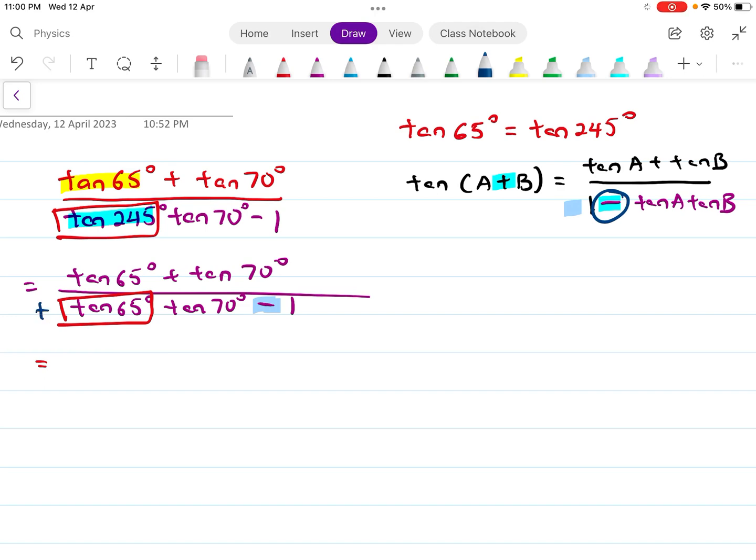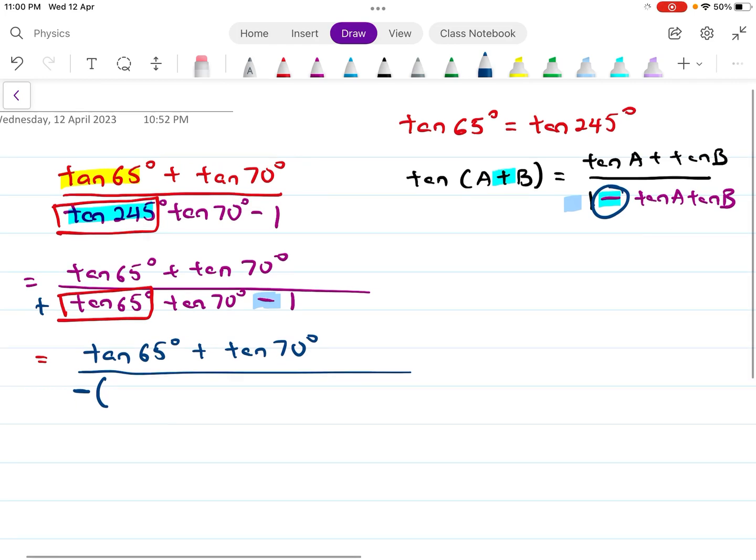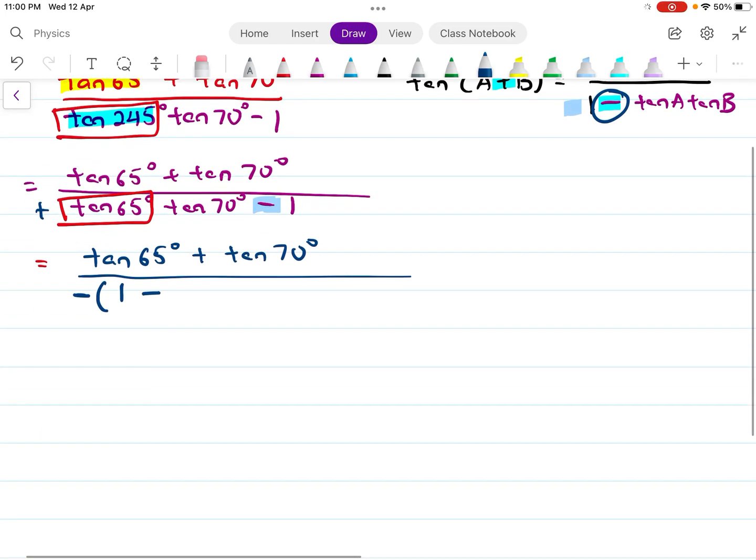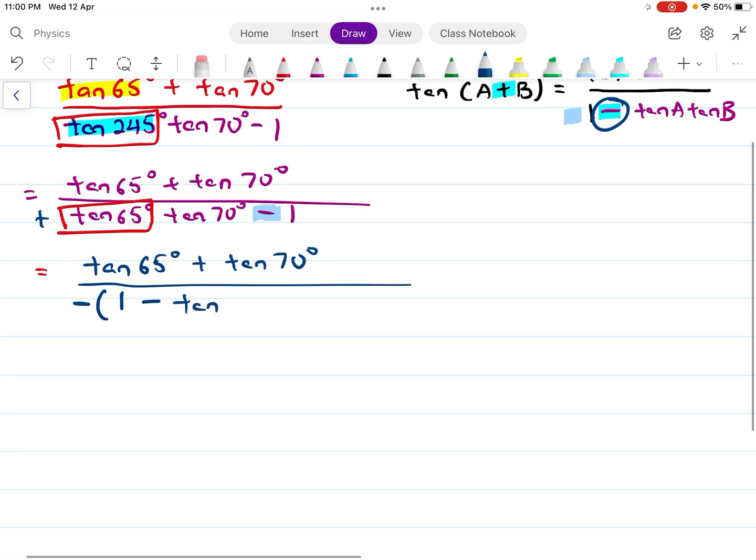So how do I do a bit of switching? I simply just put like this. So tan 65 degree plus tan 70 degree over, okay, you take out your negative 1, meaning you factorize the negative 1, right? Become minus, and you put a bracket. So I change a bit of the order. So for example, 1 minus tan A tan B, right? Okay, so now after I do this, it is exactly the same form.